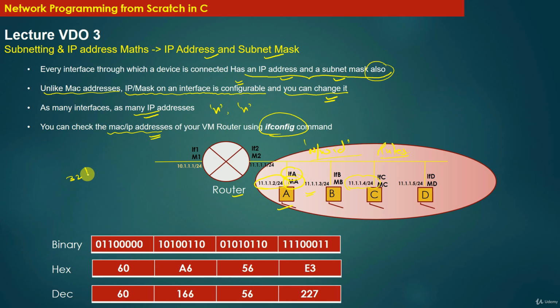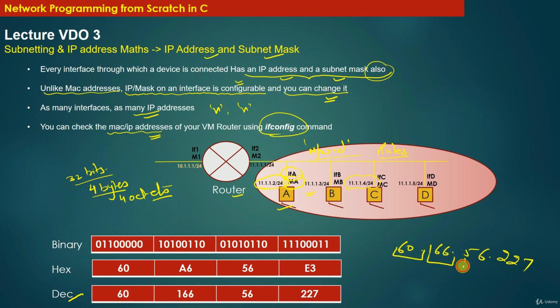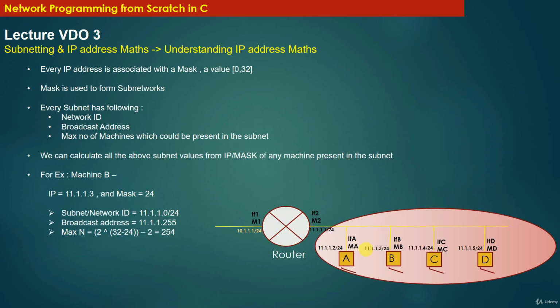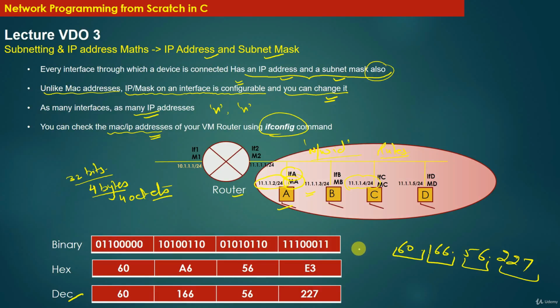So IP addresses are 32-bit addresses, which is also 4-byte addresses or 4 octets, right? So let us take an example of an IP address. Let's say the IP address is 60.166.56.227. The decimal representation of the IP address is very simple. Just represent each octet separately in decimal notation. So this is the decimal representation of an IP address.